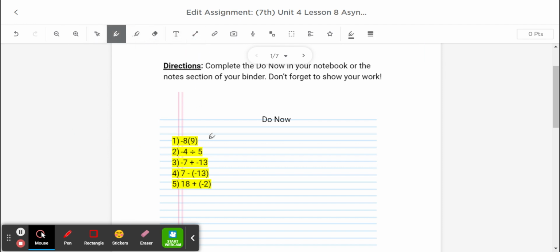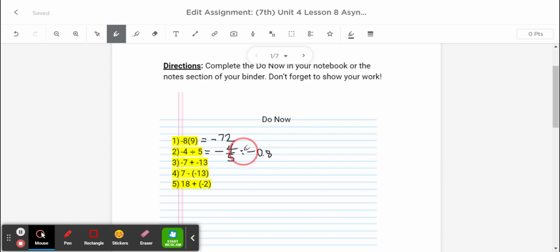Your answers to the do now should be as follows. Negative 8 times 9 is negative 72. When we multiply a negative times a positive, we end up with a negative. Negative 4 divided by positive 5 would give us a fraction of negative 4 over 5. You also could have written that as a decimal, which would be negative 0.8.